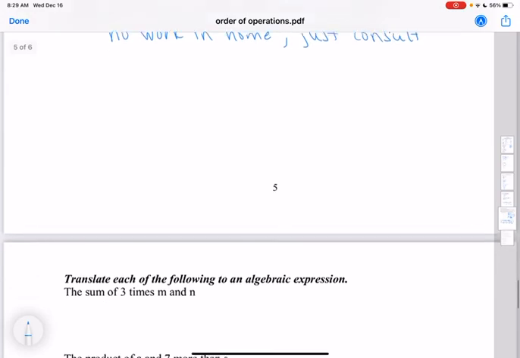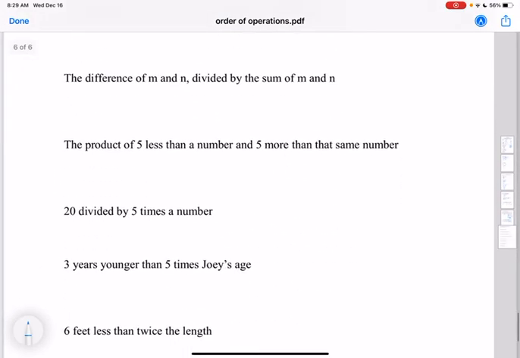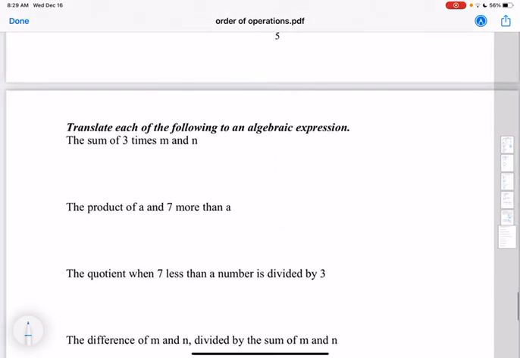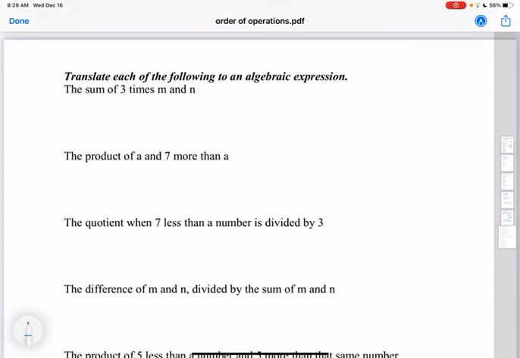Now, let's go and turn the page. I think we might be down to 1 page. Yeah, we are. This page, though, is confusing, okay? So we're going to take our time. So translate each of the following to an algebraic expression.